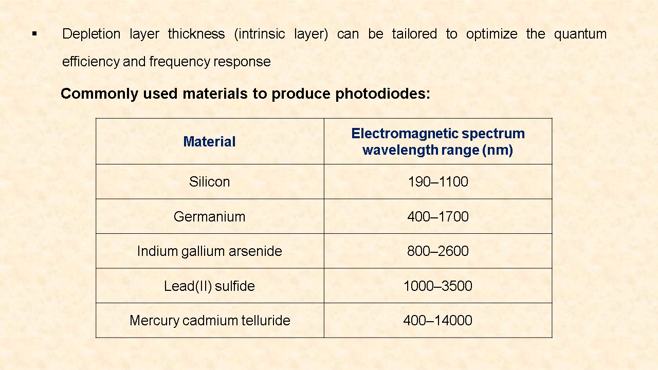The commonly used materials to produce photodiodes are silicon, which has an electromagnetic spectrum wavelength range from 190 to 1100 nanometer; germanium, which has a spectrum range of 400 to 1700 nanometer; indium gallium arsenide, which has a spectrum wavelength range of 800 to 2600 nanometer; lead sulfide, which has a wavelength range of 1000 to 3500 nanometer; and mercury cadmium telluride, which has a wavelength range of 400 to 14,000 nanometer.